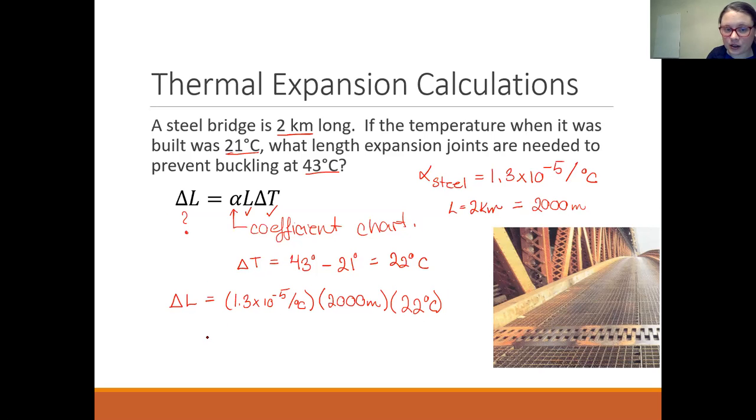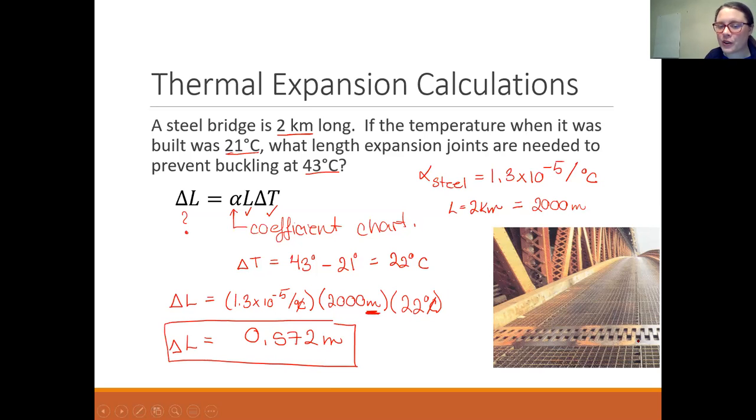That leaves us with a change in length of 0.572 meters. So Celsius and Celsius cancel. We get our unit for length, and the unit comes out as meters. So the change in length is 0.572 meters, so about half a meter.